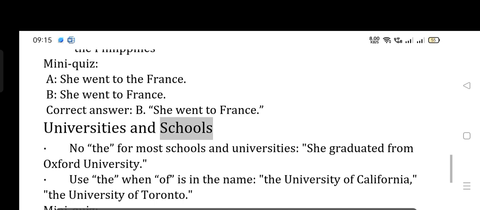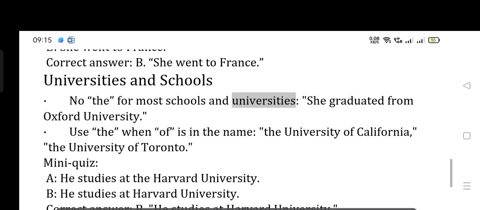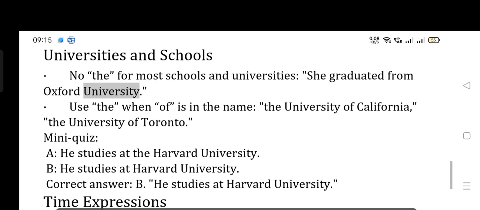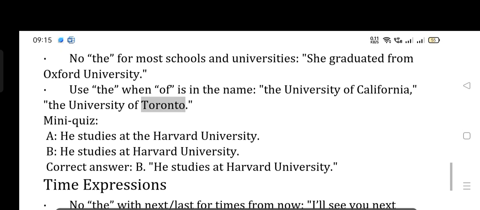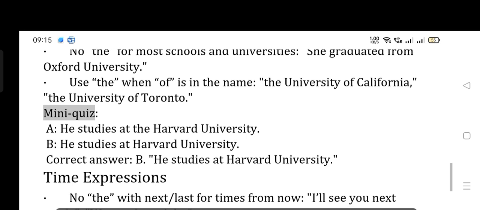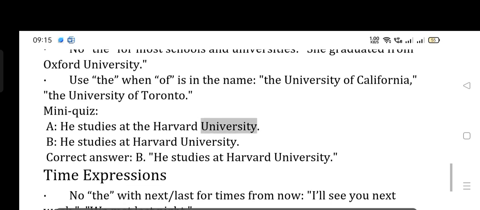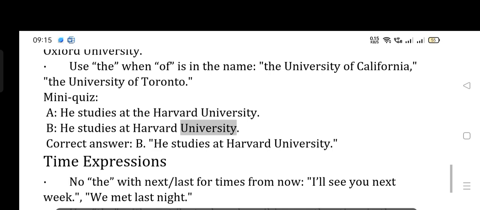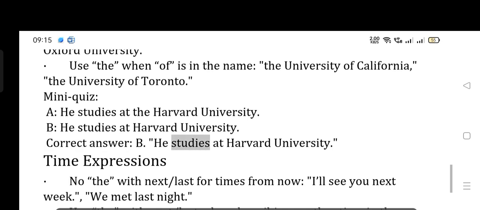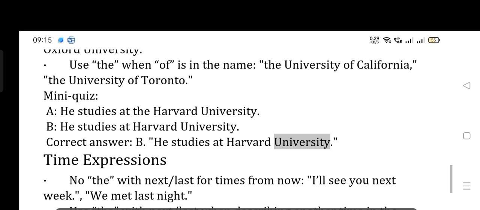Universities and schools. No "the" for most schools and universities: she graduated from Oxford University. Use "the" when "of" is in the name: the University of California, the University of Toronto. Mini quiz: A. He studies at the Harvard University. B. He studies at Harvard University. Correct answer: B. He studies at Harvard University.